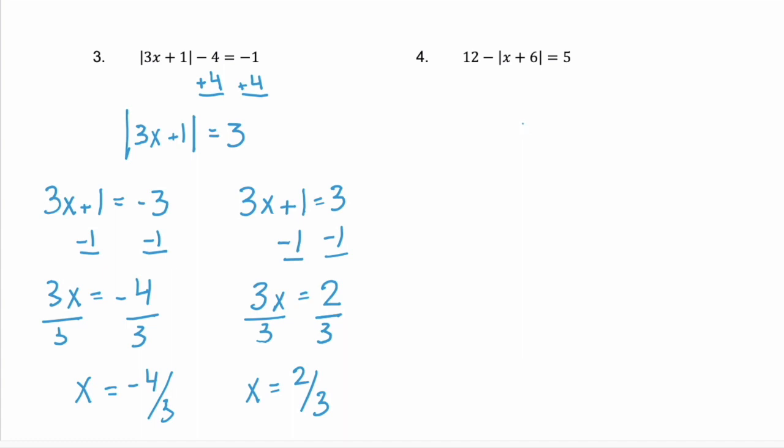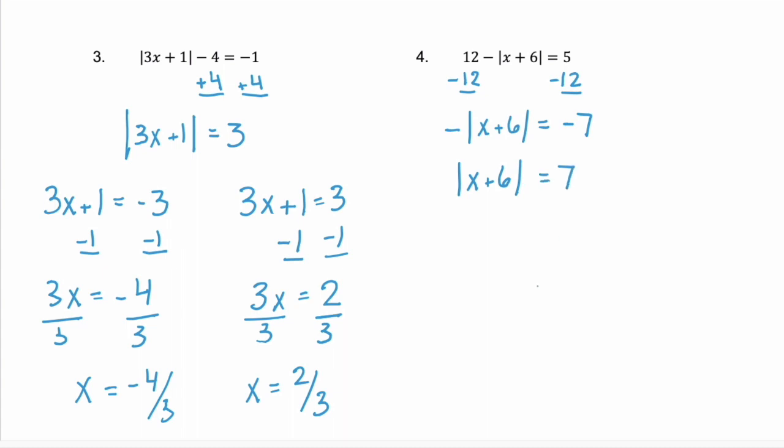Now, how about example 4? Remember, we need to isolate that absolute value. Let's subtract 12 from both sides to start. That'll leave a negative absolute value on the left equals negative 7. We're going to multiply both sides by negative 1, so that'll give us a positive absolute value of x plus 6 equals 7.